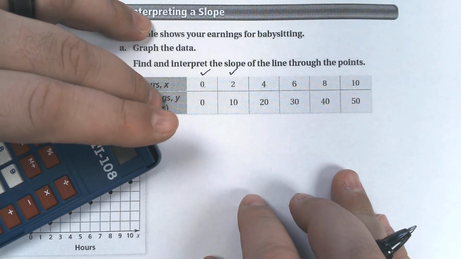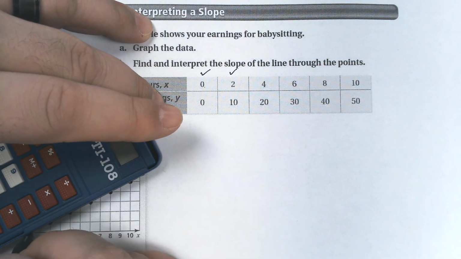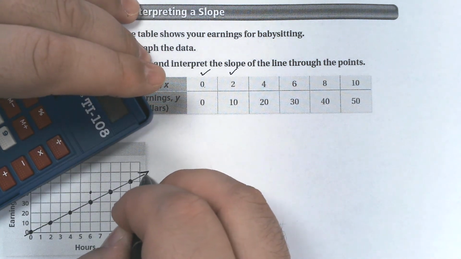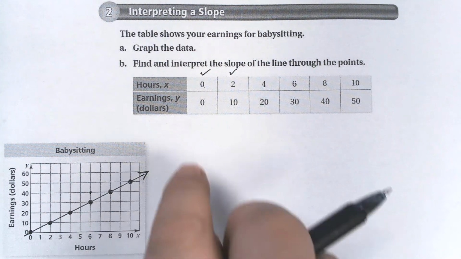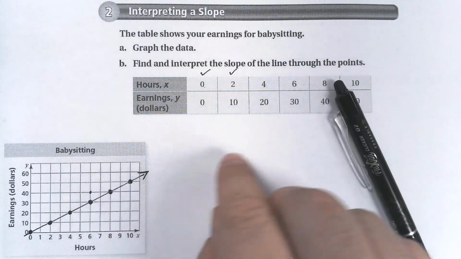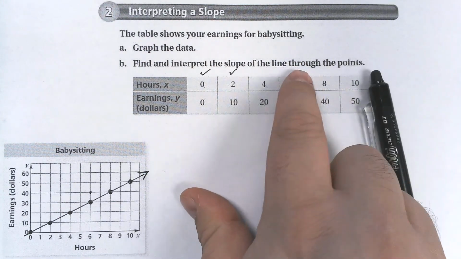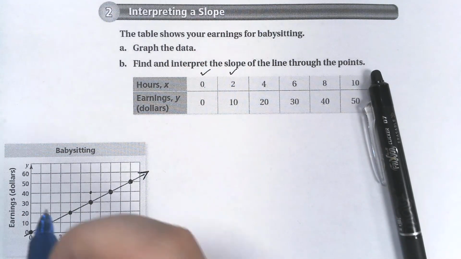So what we're going to do is we're going to graph it. So I get a straight edge. In this case, I'm using my calculator. I'm going to graph it. There it is. What we're asking is, what is the slope? What is the rate at which we're being paid? Well, find and interpret the slope of the line through the points. This is great. We have found the data. We've graphed it. Now I need to find how far I'm going up.